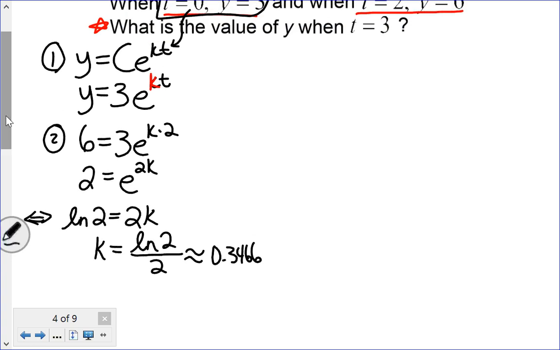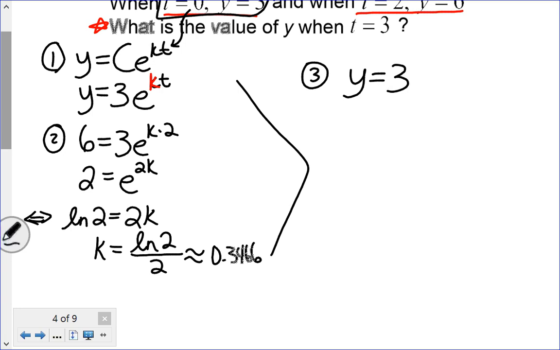So if I put those things together, that now gives me my third step. I've now found out what c is and what k is, so therefore the model for this problem is y equals 3, because I found out what c is, e to the k, which I just found, 0.3466 times t. So this is now the model that I have for this situation.